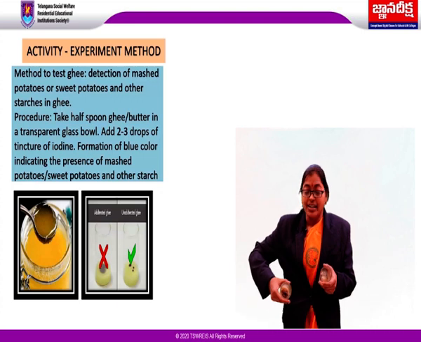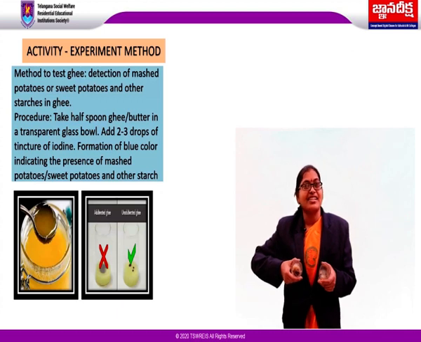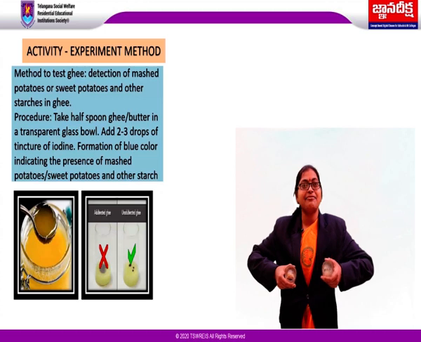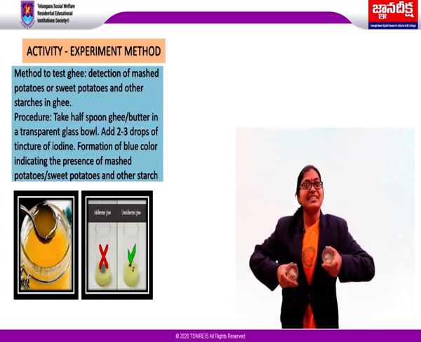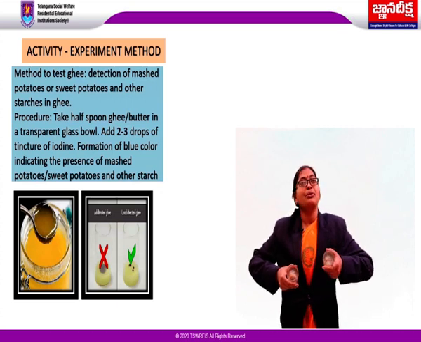So after this experiment, what did we understand? In my right hand, in this transparent tumbler, the ghee is adulterated with starch, so it turned navy blue. Now, in my left hand, the glass has not turned navy blue, so that indicates pure ghee.